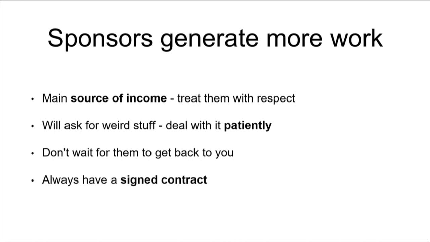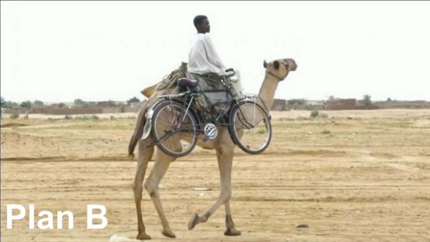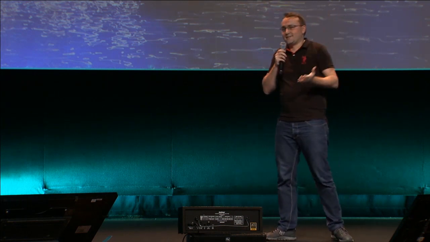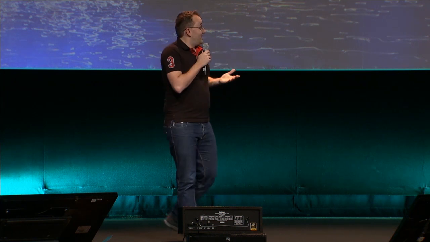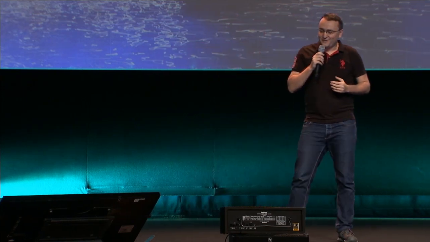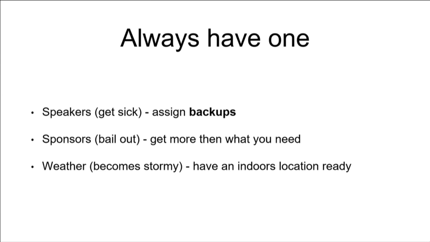Which brings me to having a plan B. Having a plan B is essential for failing safe in case of emergencies. That's a pretty good picture of what plan B looks like. So you have situations where speakers will get sick and sponsors will try to bail out, and in my country, missiles will fly over your head. So have a plan B. It will help you in having a good event. So I hope I didn't scare you, not with the missile part, with the conference event.